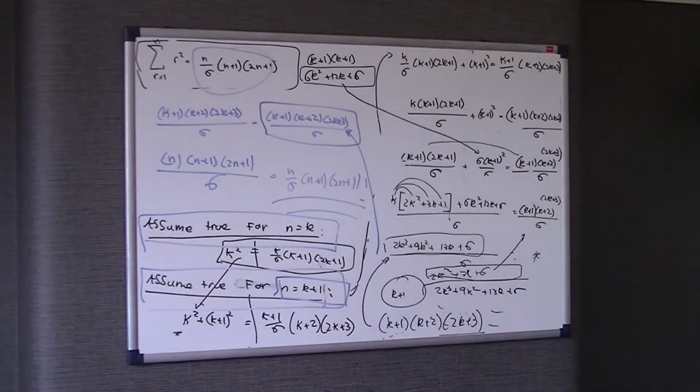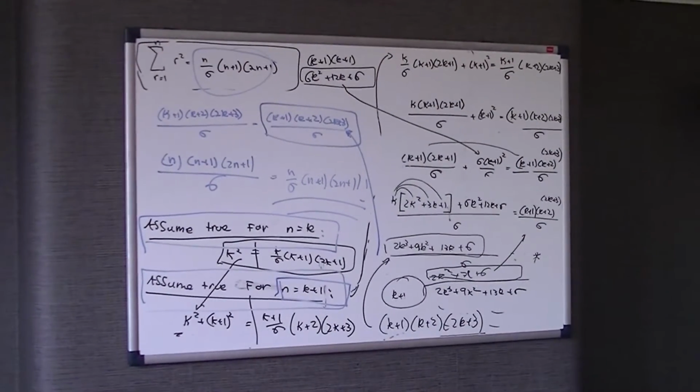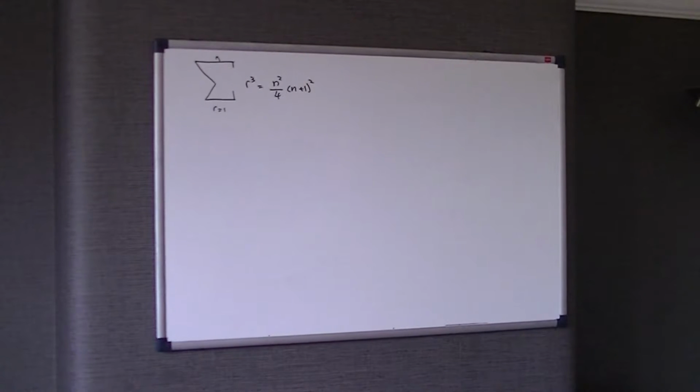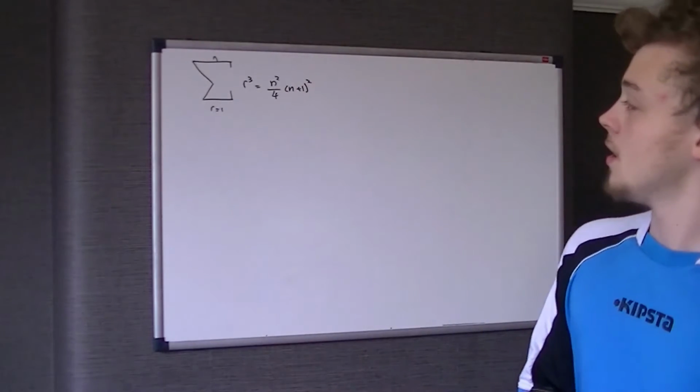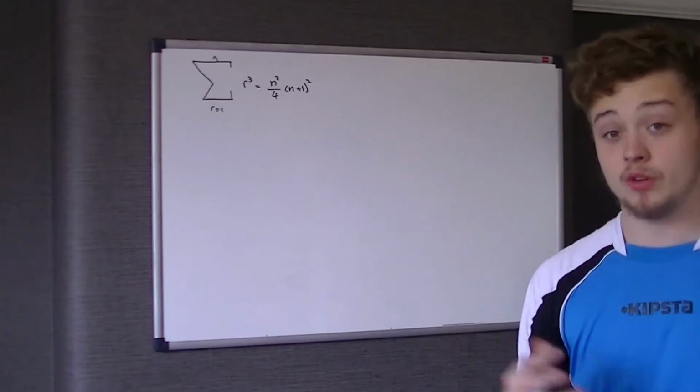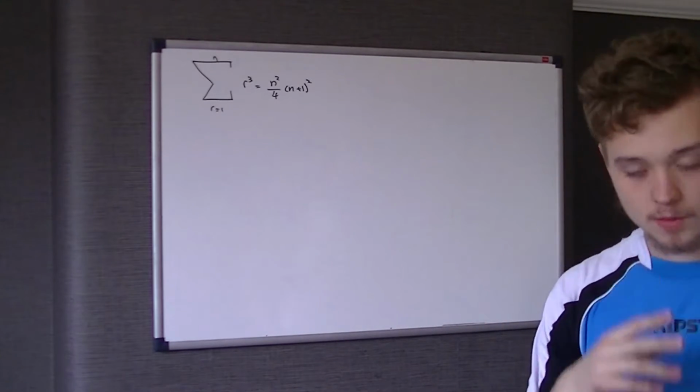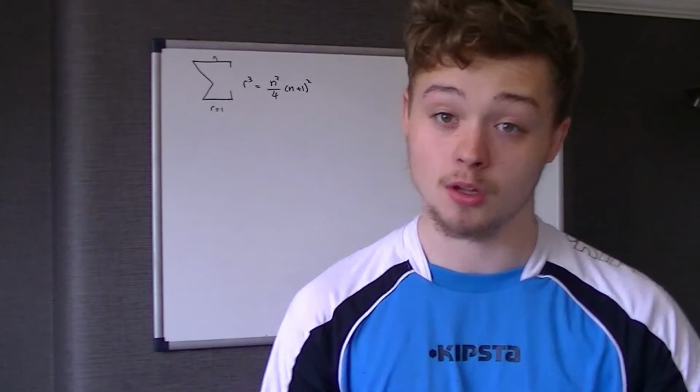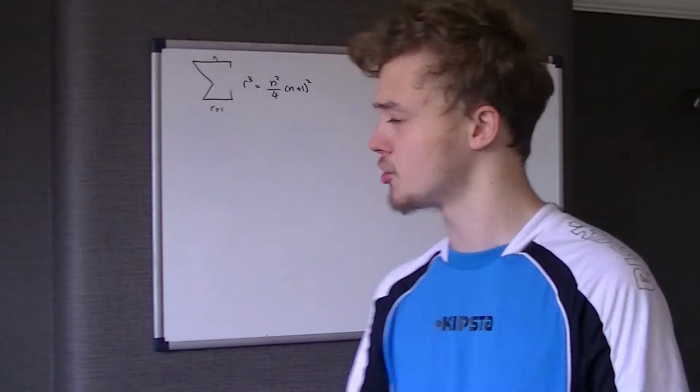Okay, so just give me a second and I'll rub all this off and we'll move on to r cubed. This is the next little bit, proving the sum of r cubed. Now, as I said, we're going to follow the same method that I followed for the sum of r and the sum of r squared.